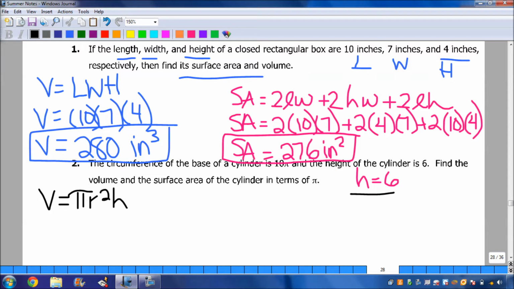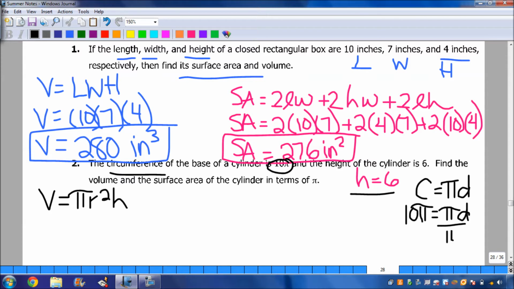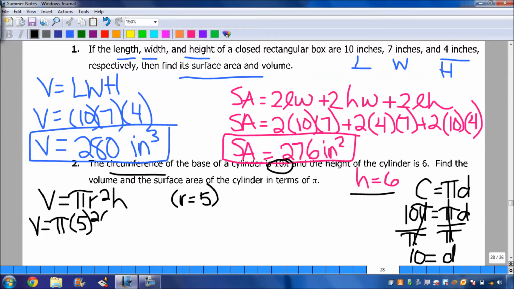We know the circumference is 10 pi, okay? So I would say C equals pi d. That's the formula for circumference. But I know that the circumference is also 10 pi, so I'm just going to plug it in. Divide by pi in order to solve for d. The pi's cancel each other out, which means the diameter is 10. So hopefully you can conclude based on that information that since the diameter is 10, the radius has to be equal to 5. All right, so I'm going to say V equals pi times 5 squared times the height, which is 6.